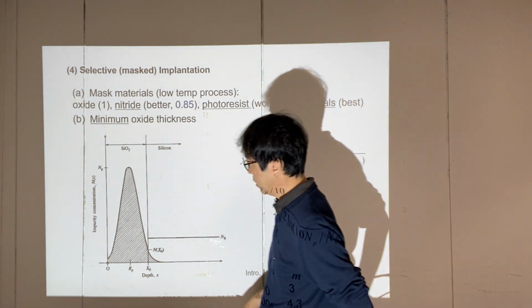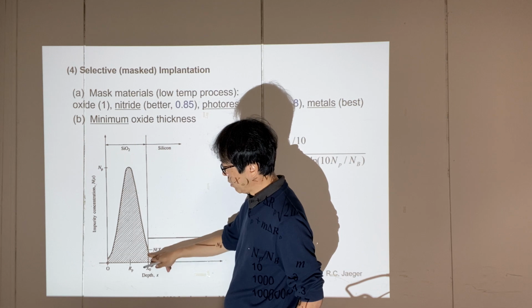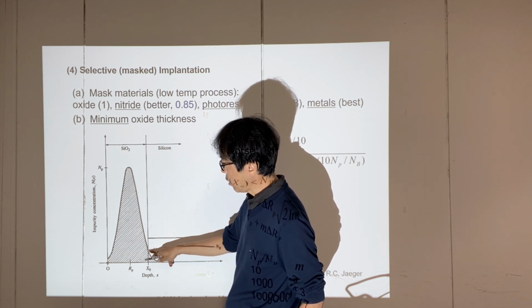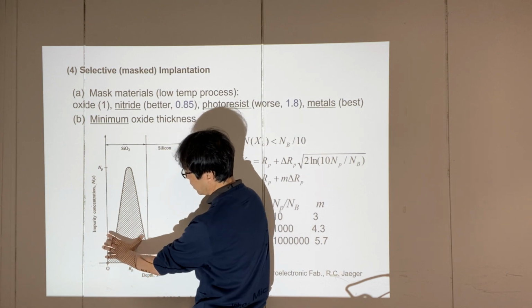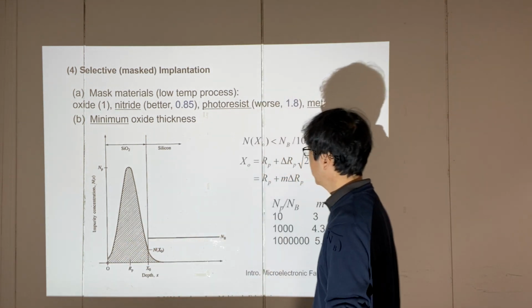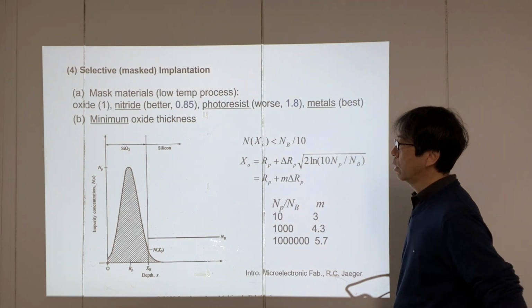Right here, x0, right? And x0, if this is the target, then you would design the thickness of silicon dioxide like this. So how can you obtain this? Well, it's simply the calculation.